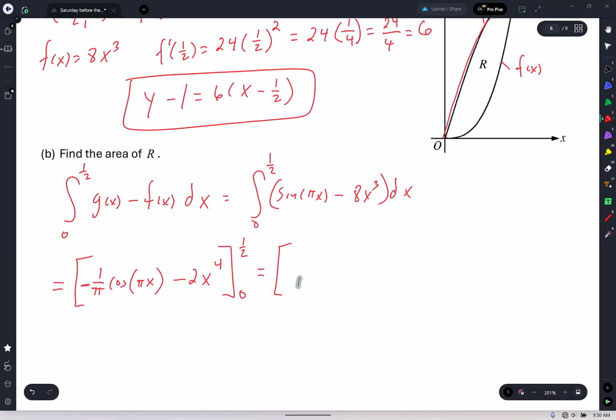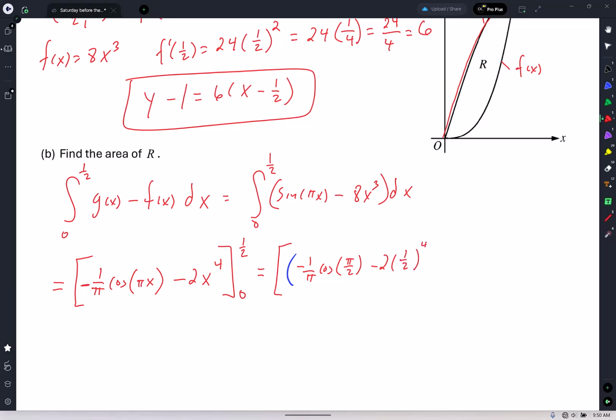So I'm going to open up a parenthesis. I'll color code the parentheses. Use your pens. Use your pens on the AP exam. Negative 1 over pi cosine of, I'm putting in a half in there, so pi over 2. Close it, minus 2 times 1 half. Close it to the 4th power. And I'm going to close it with a blue. Minus, and then open another one with a blue.